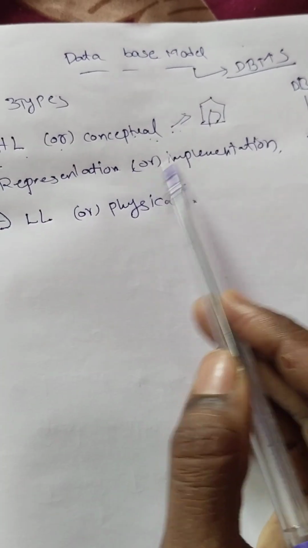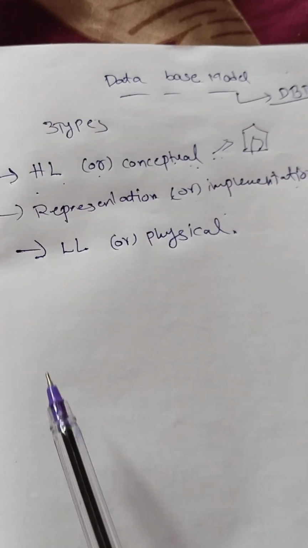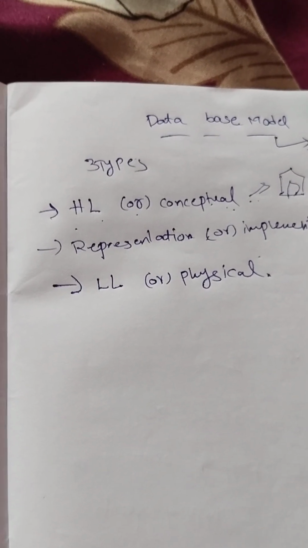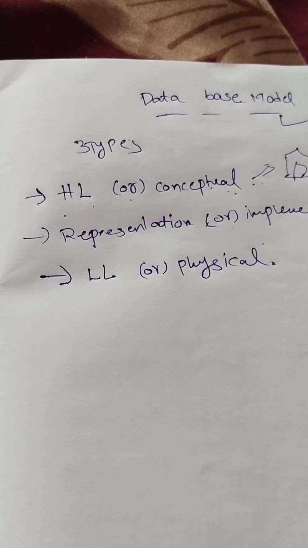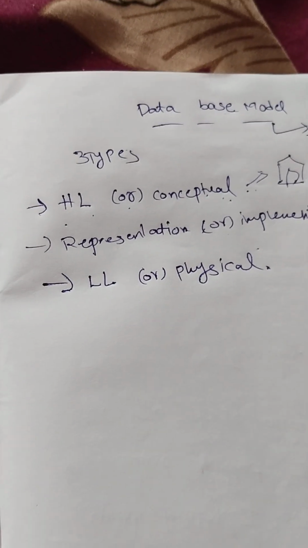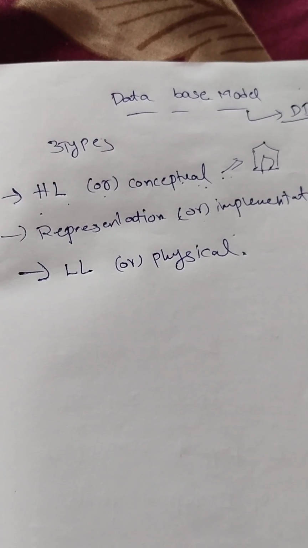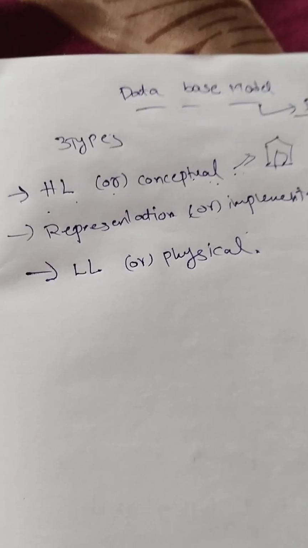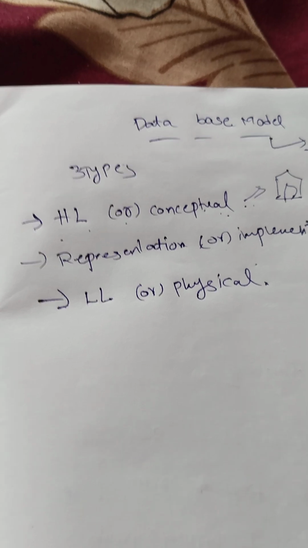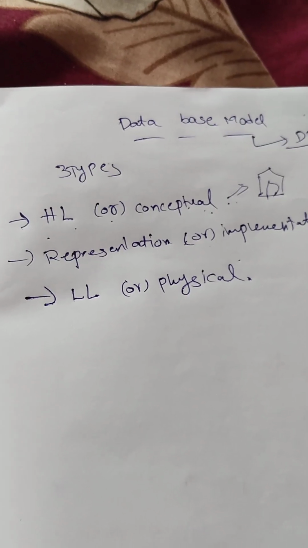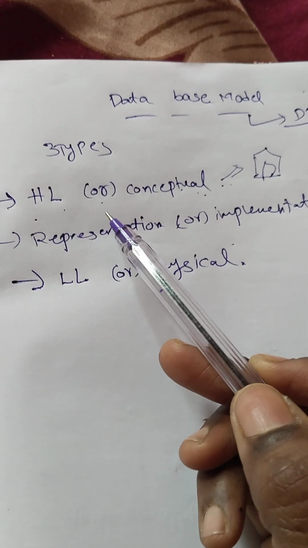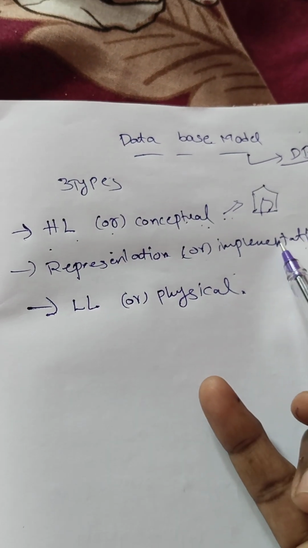Next is the representation or implementation model. Here we decide which type of things we need to implement a particular database, which objects we need, and which tools we have to use for implementing the particular software. That will be represented. We do some work using the different tools and things, and that is called the representation or implementation model.